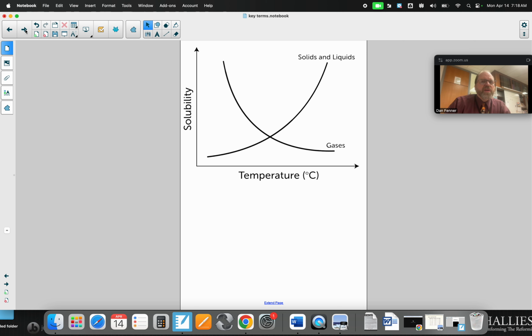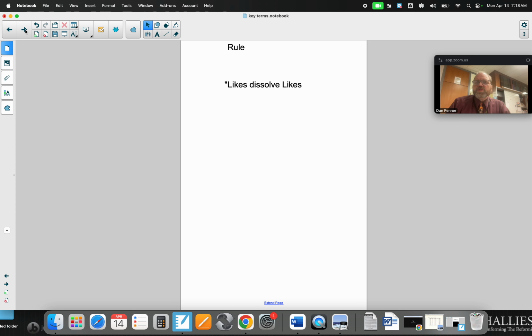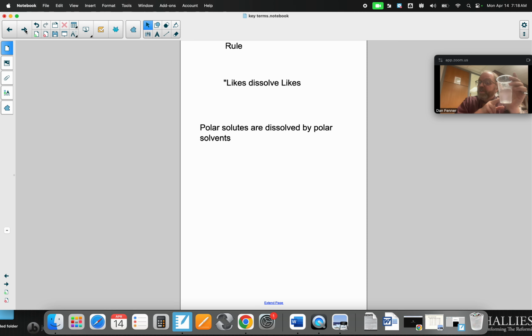Now, there is one last rule we'll talk about, and that rule says like dissolves like. What are we talking about in like dissolves like? We're saying that polar solids are dissolved by polar solvents. Now remember, we talked about polar earlier. Water is polar. I have to have hydrogen and at least one unbound electron pair to be polar. So water is polar. Salt then would also have to be polar because salt dissolved into that solution.